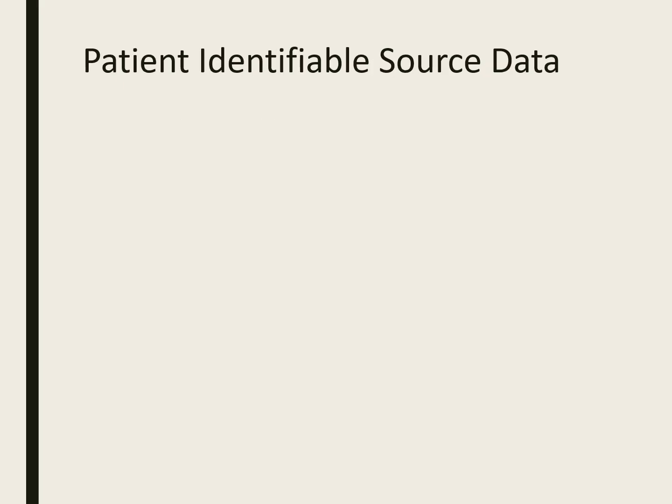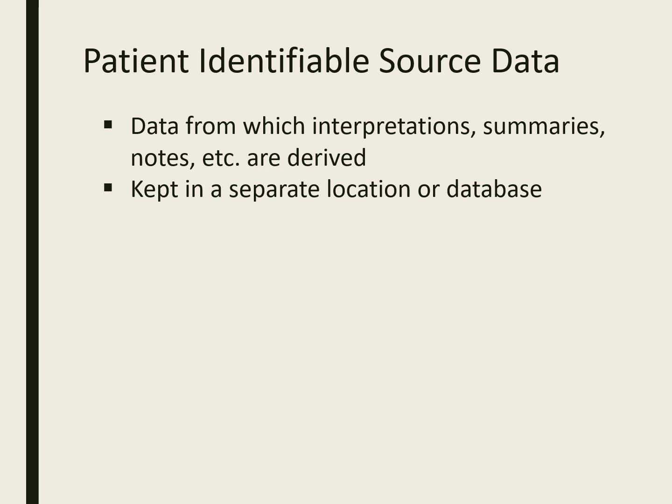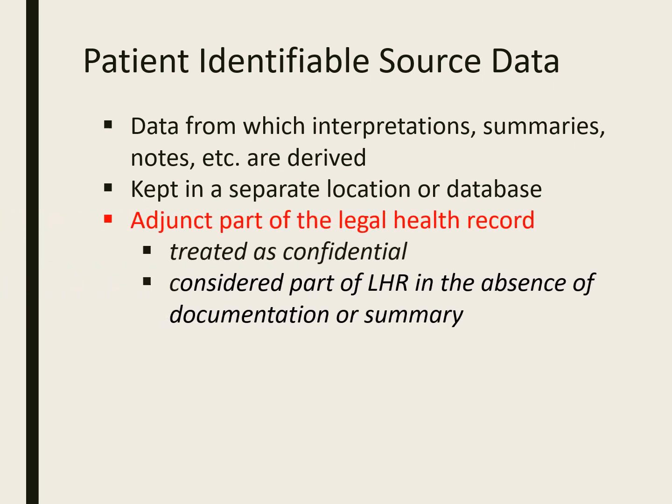Patient identifiable source data are data from which interpretations, summaries, notes are derived. They are kept in a separate location or database. They are an adjunct part of the legal health record and are treated as confidential and considered part of the LHR in the absence of documentation or summary.